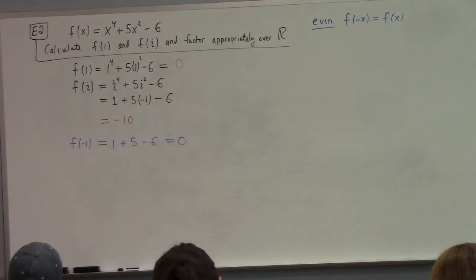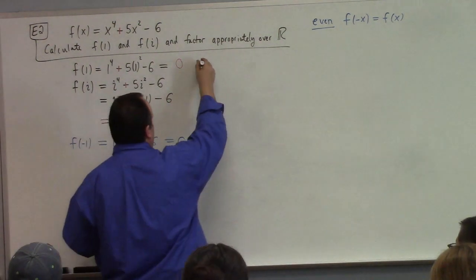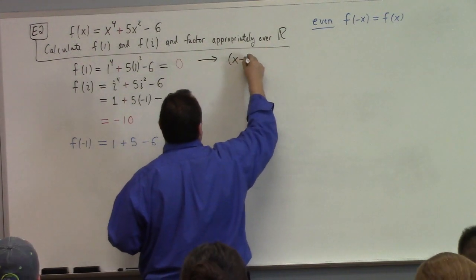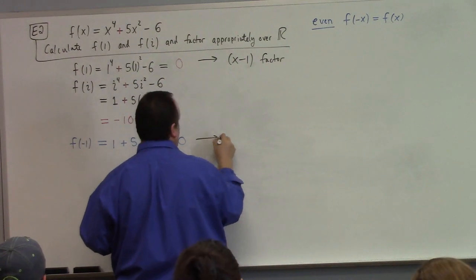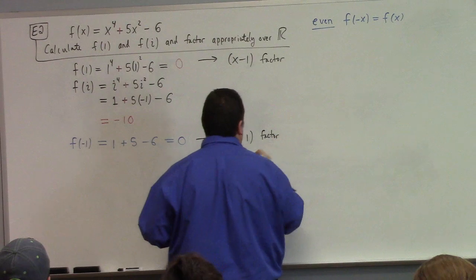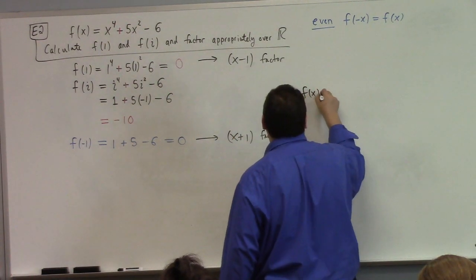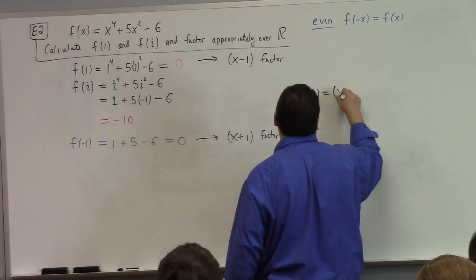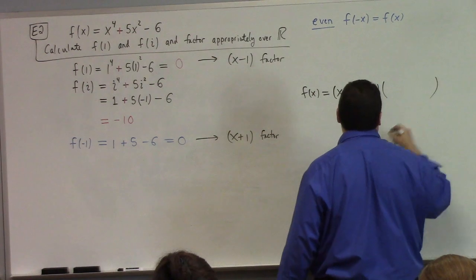What do we have? We have 2 zeros for the function. What does that give us? This tells me x minus 1 is a factor, right? This tells me x plus 1 is a factor. So what does that mean? That means that I can write f of x as equal to x plus 1 times x minus 1 times something.